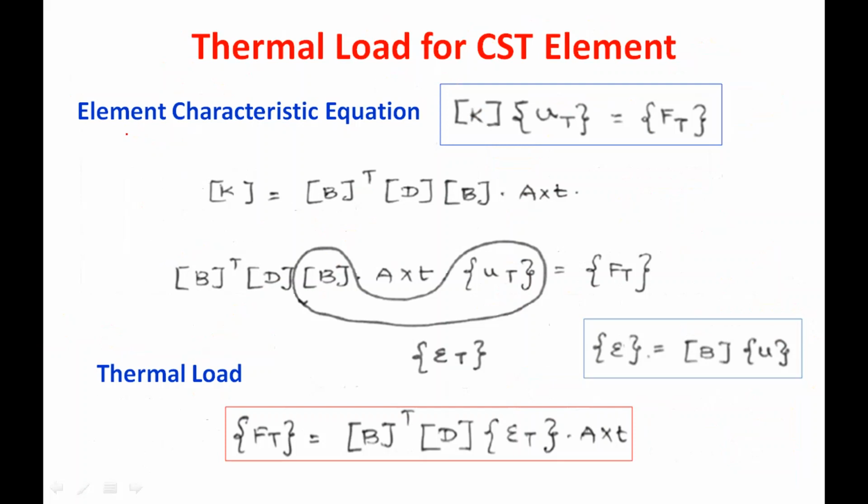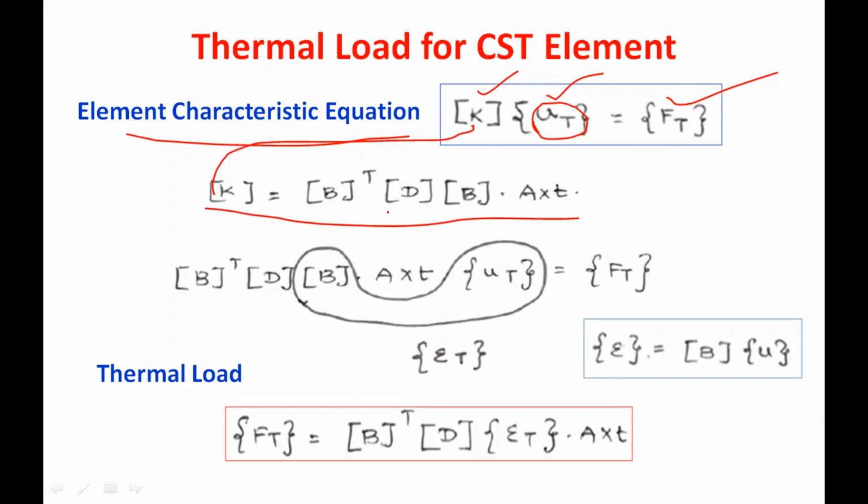Now we are going to use this element characteristic equation directly for evaluating the thermal load. We know that the product of stiffness matrix K and displacement matrix U is equal to the force matrix. Now let us say this Ut is the thermal expansion or displacement due to the temperature change. So when you multiply K with Ut, it will give you the thermal load, FT. FT is thermal load. Now substitute the expression for K. K is nothing but the product of B transpose D and B AT.